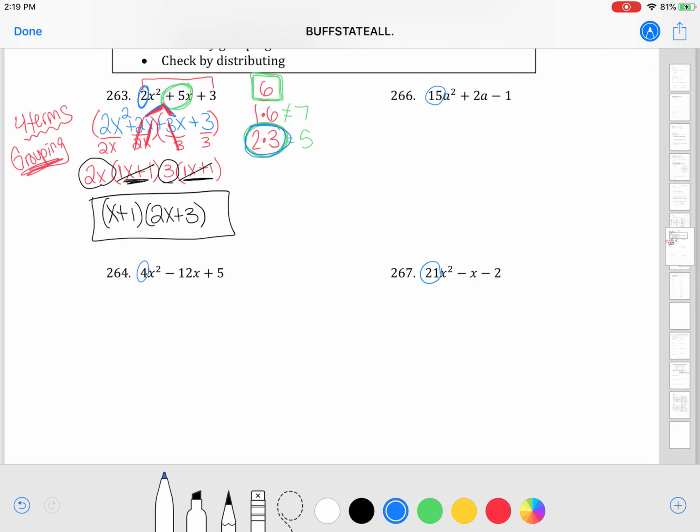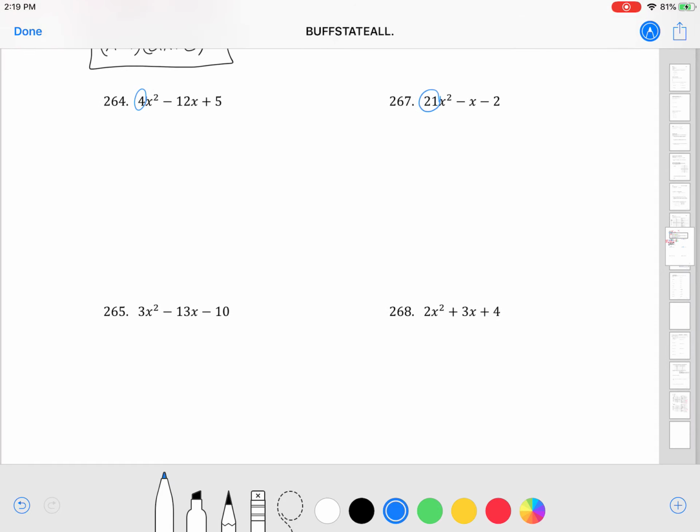All right, let's try it again. I know this whole page is dedicated to trinomial AC. I just want you to get through that thinking process of why it's that method. So for 264, I have 1, 2, 3 terms, and that 4 that's circled tells me this is going to be the AC method because A is not 1. We'll go back and do examples where A is 1 in a minute.